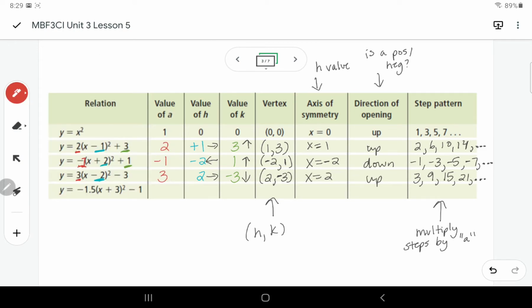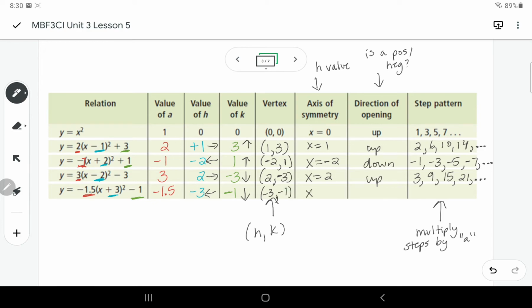Last example. Here, my A value is -1.5. So that's going to be opening down, right? Here, my H says +3, but I know that's going to move to the left because it does the opposite thing. So I'm putting -3 to the left. And my K is -1. So it's going down. That brings my vertex as -3, -1.